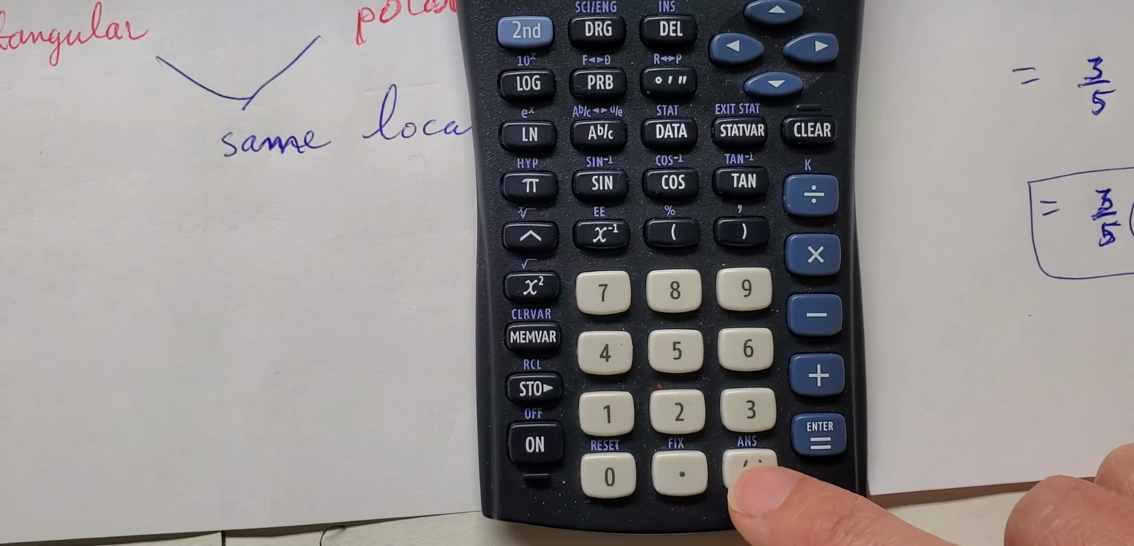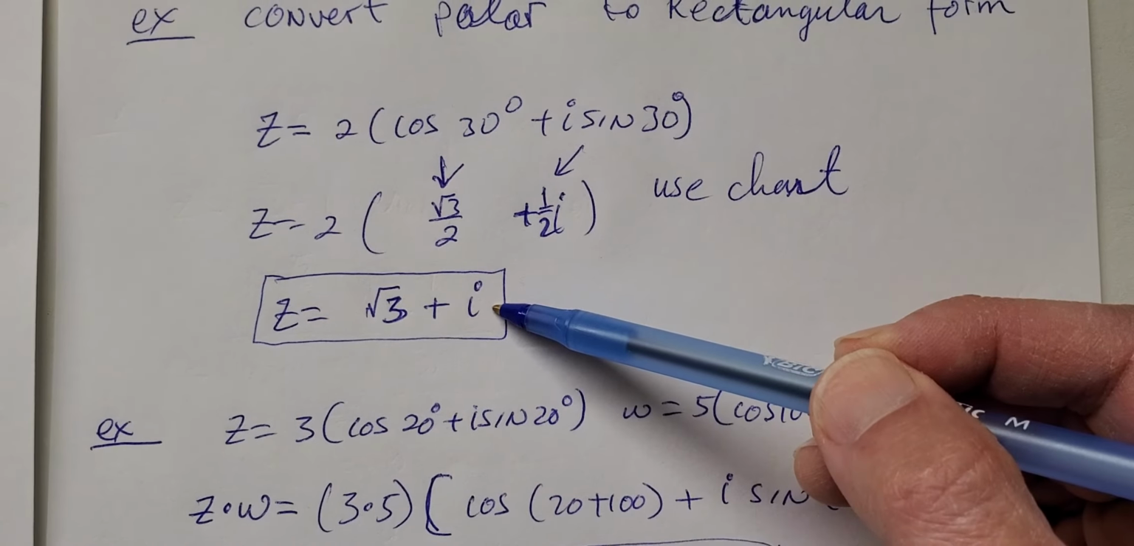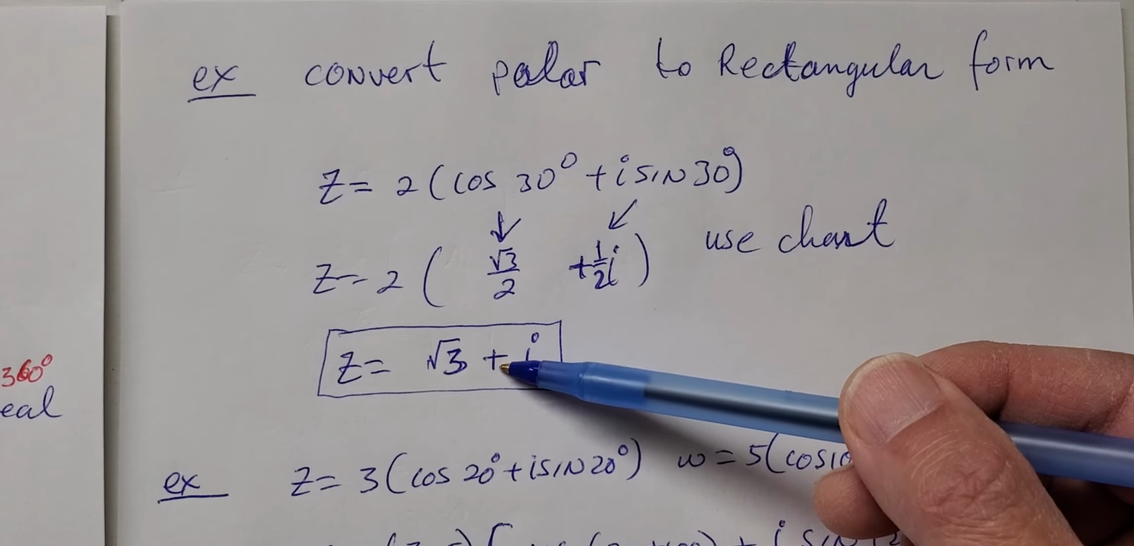Cos 30 is square root 3 over 2. Sine 30 is 1 over 2. Do not forget the i. Now just multiply, distribute. 2 times square root 3 over 2: the 2's cancel, so square root 3. Distribute the 2 out, so the 2's cancel. I just have i. So this is the answer in rectangular form.